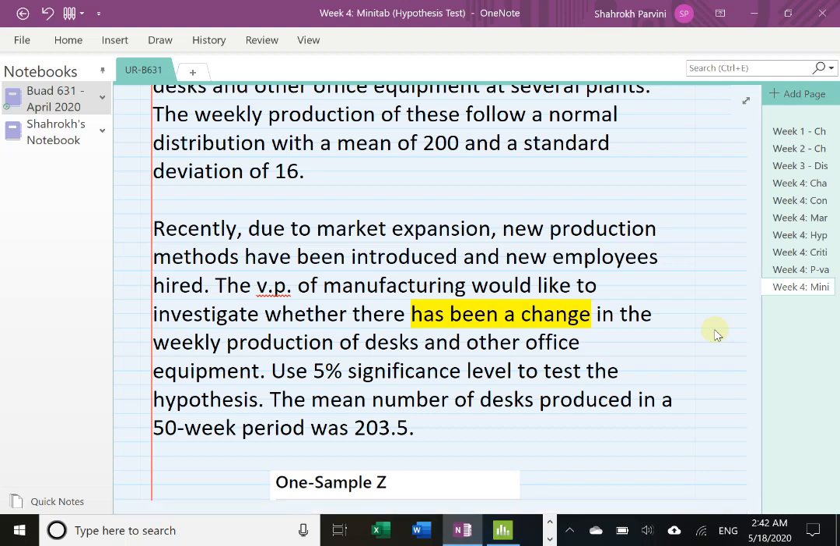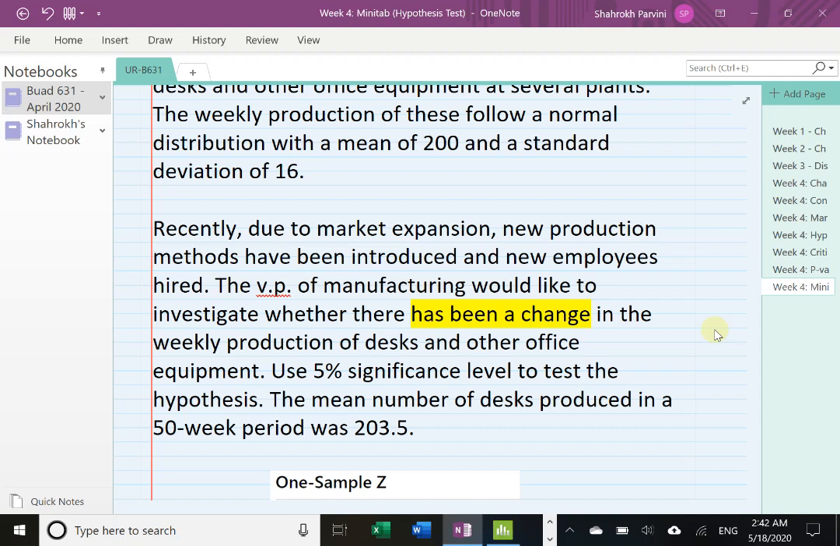The average number of desks produced in a 50-week period was 203.5. Okay, so we are given that. And having been told a 50-week period, that indirectly gives us the sample size.